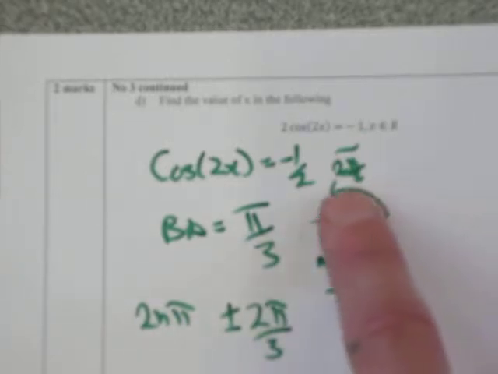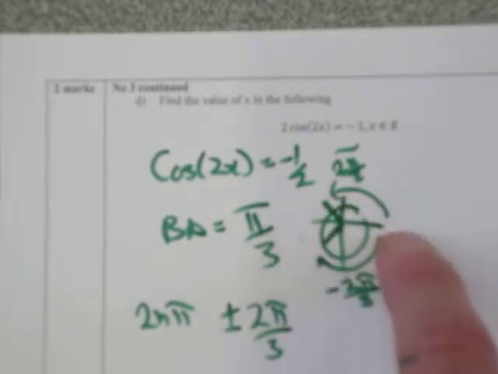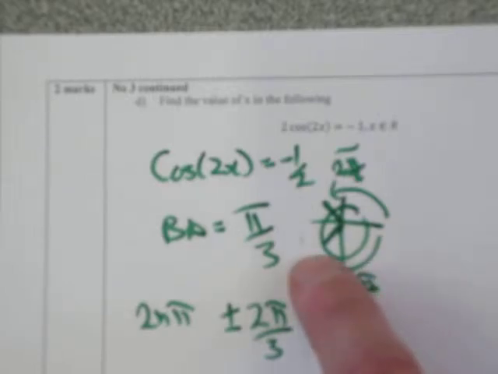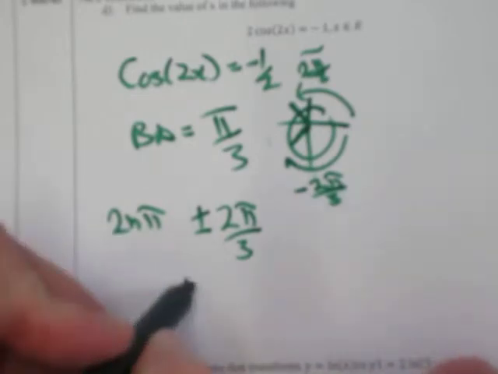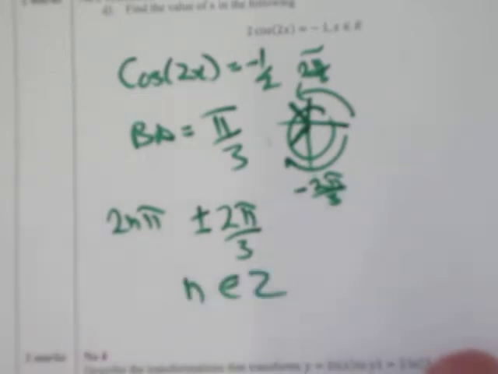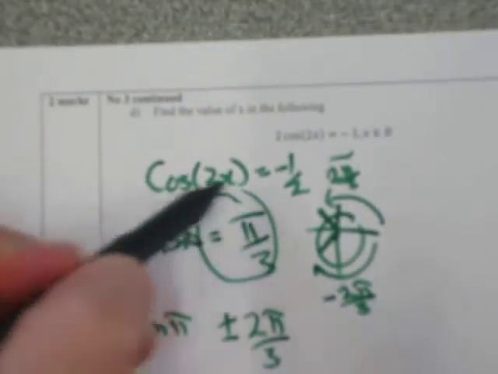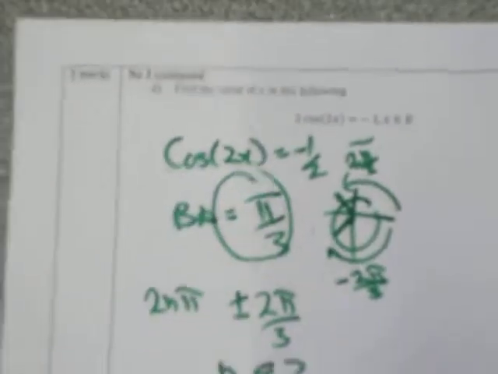You can see it this way. Going around that way you get 2 pi on 3, and going around this way you get minus 2 pi on 3. Now don't forget, do not forget integer. So 2 marks. Let's keep it really simple, hey? 1 mark for the basic angle, and then that.